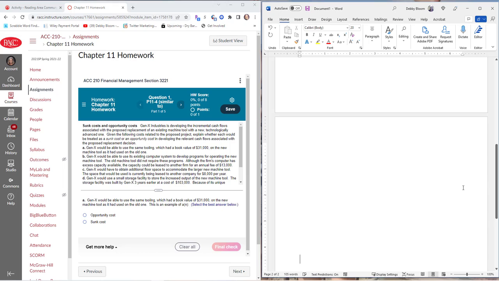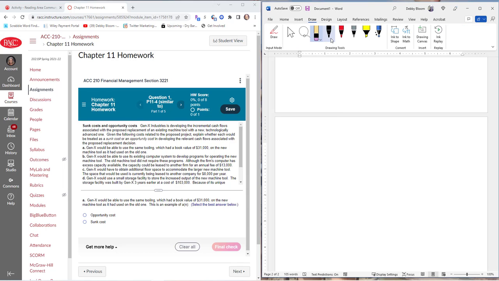So I have a nice little canvas to work with, and let's get going. In this one, we have Gen X Industries developing the incremental cash flows associated with the proposed replacement of an existing machine tool with a new, technologically advanced one. Given the following costs related to the proposed project, explain whether each would be treated as a sunk cost or an opportunity cost in developing the relevant cash flows associated with the proposed replacement decision.